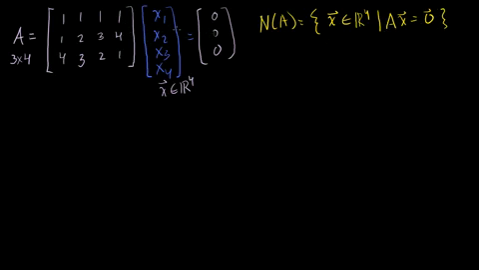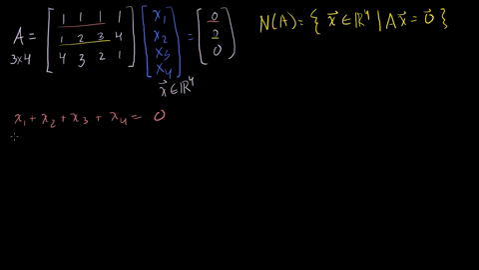Well, this is just a straight up linear equation. We can write it that way. If we were to actually perform the matrix multiplication, we get 1 times x1 plus 1 times x2 plus 1 times x3 plus 1 times x4 is equal to this 0 there. So that times that is equal to that 0. And then this times this should be equal to that 0.